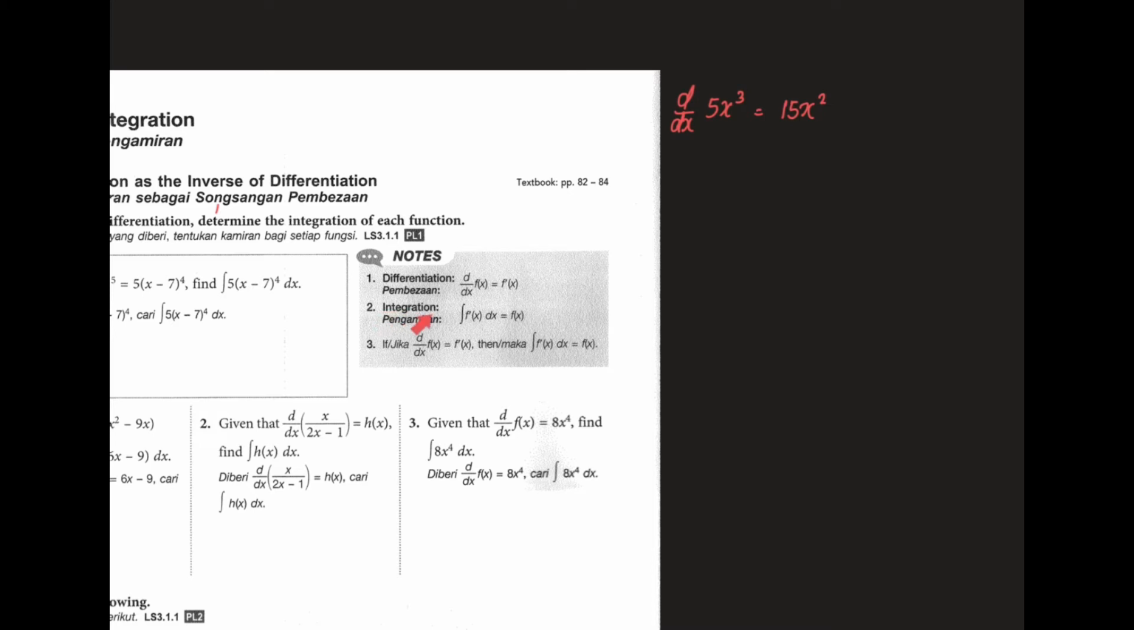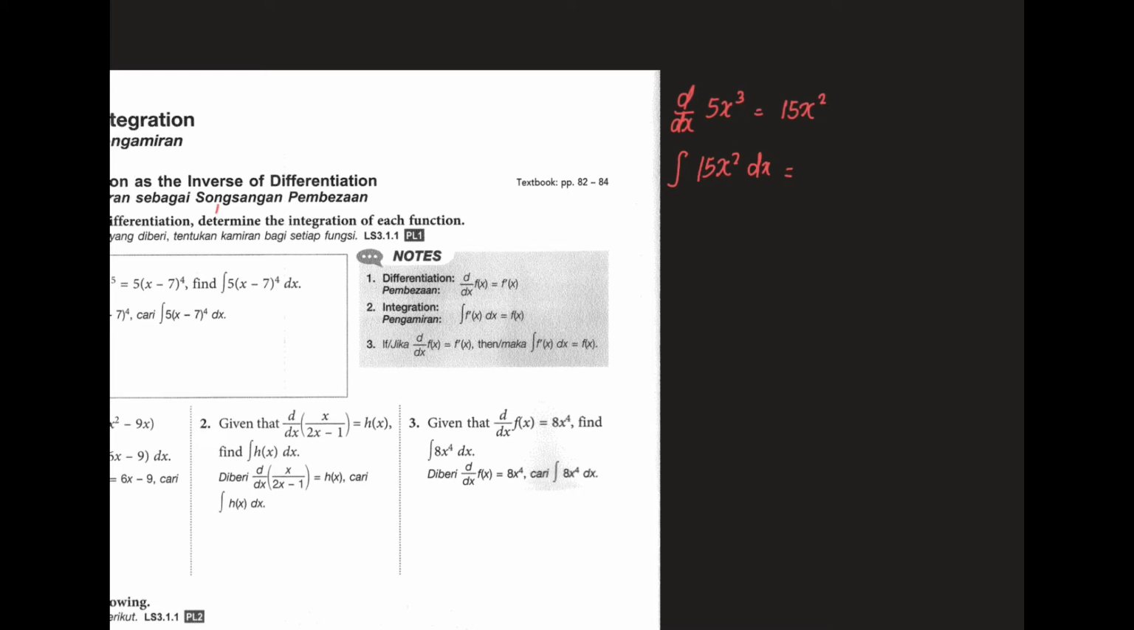In integration, it is the other way around. You integrate the f prime of x. That means you integrate this one, 15x squared. The symbol of integration is like this. We have this symbol like a snake, followed by dx. What you want to integrate, you put in the middle. So that means if you integrate 15x squared, then you will get f(x).